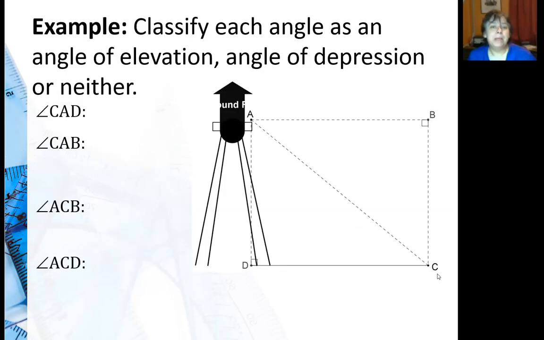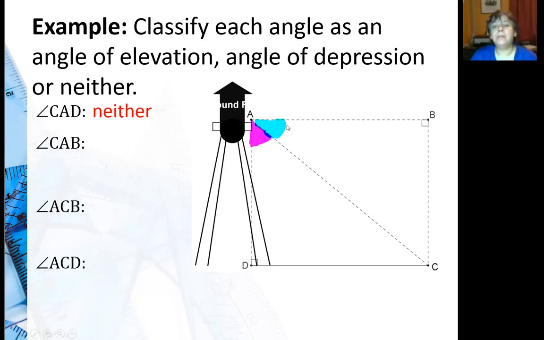All right. So we're going to go ahead and look at this picture here, and we have a person at point C, and then we have a person at point A up at the Round Rock Water Tower. Is angle CAD an angle of elevation, an angle of depression, or neither? Well, is that angle being made with a horizontal line? No. So it's neither. Automatically, you don't even have to think about it.